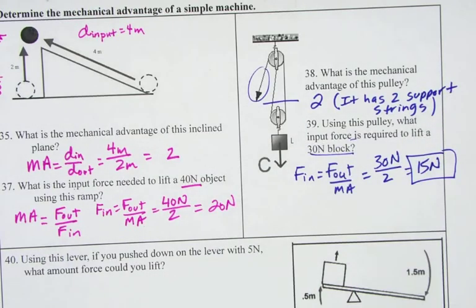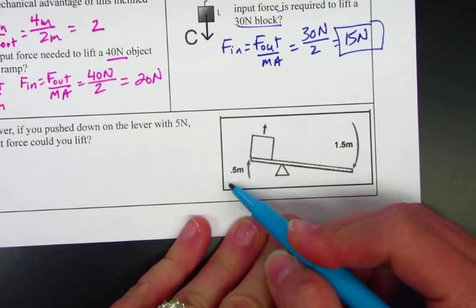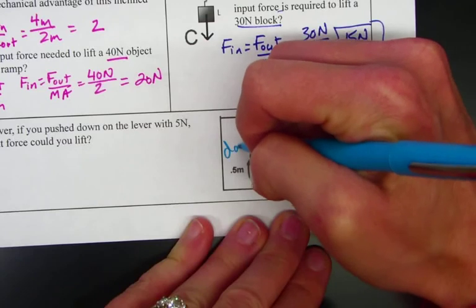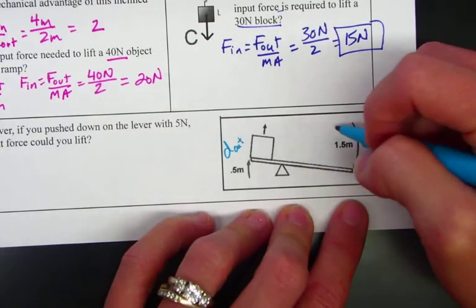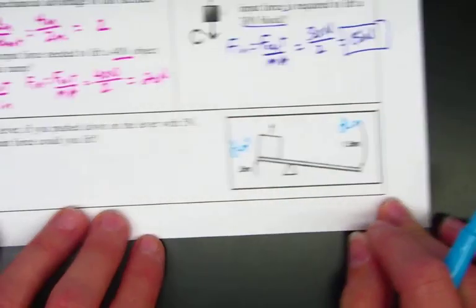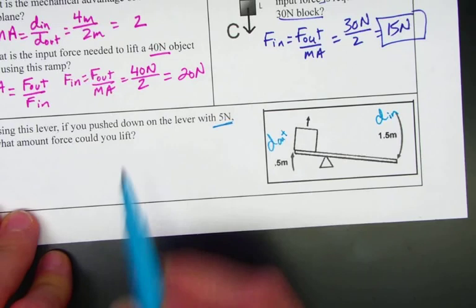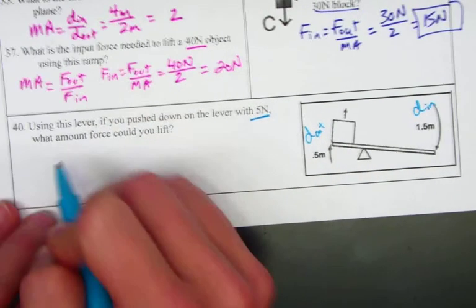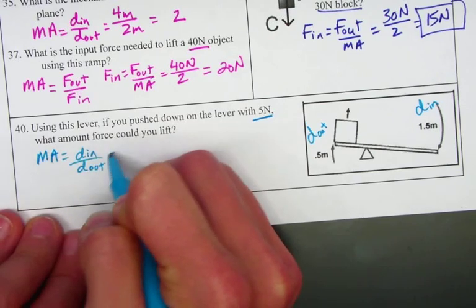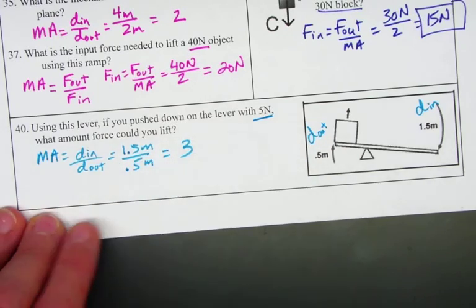And then the last problem, we have this 1.5 and the 0.5. So this is our output distance, and this is our input distance. This is what we're going to be moving, this part of it. Okay. And using this lever, if you push down the lever with 5 newtons, what amount of force could you lift? Okay, so let's find the mechanical advantage first. We know that it's the input distance divided by the output distance, so that's 1.5 meters divided by 0.5 meters, and that's going to be 3.